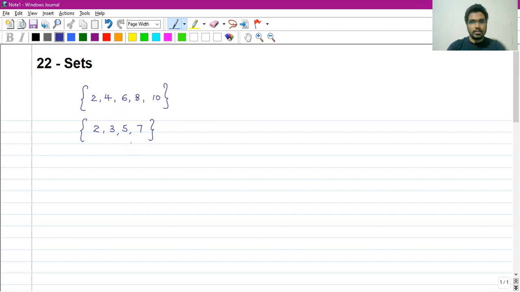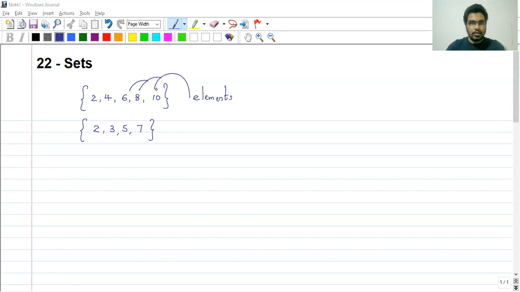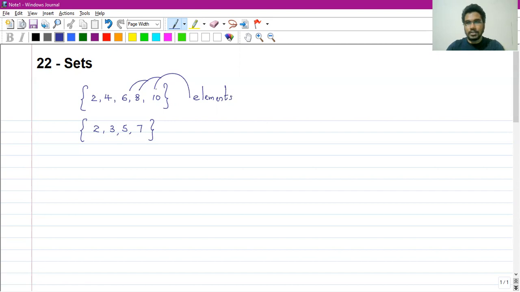There are a few numbers written here using commas. These are called the elements of this set. So 2, 4, 6, 8, 10 are the elements of this set, and in the next set, 2, 3, 5, 7 are the elements of that set.